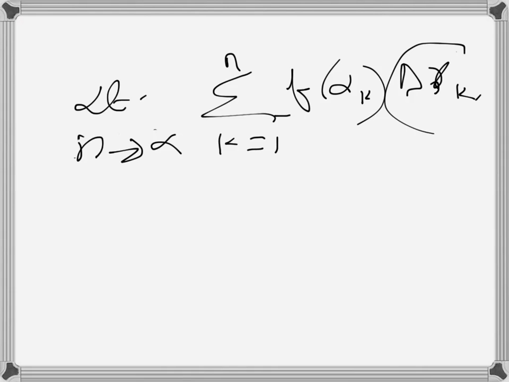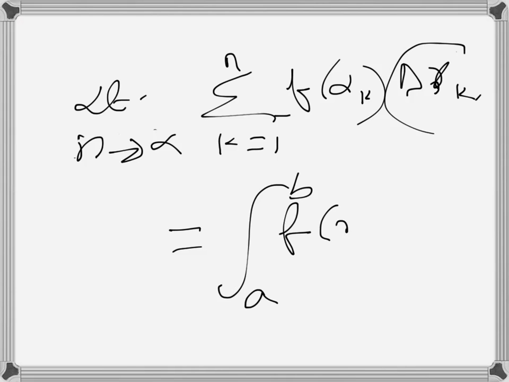Or otherwise stated, if we can make del x very small, del x tends to 0, then this one equals the integration of f(x) dx. This is the definition of integration. So that's what we do when we integrate a graph.